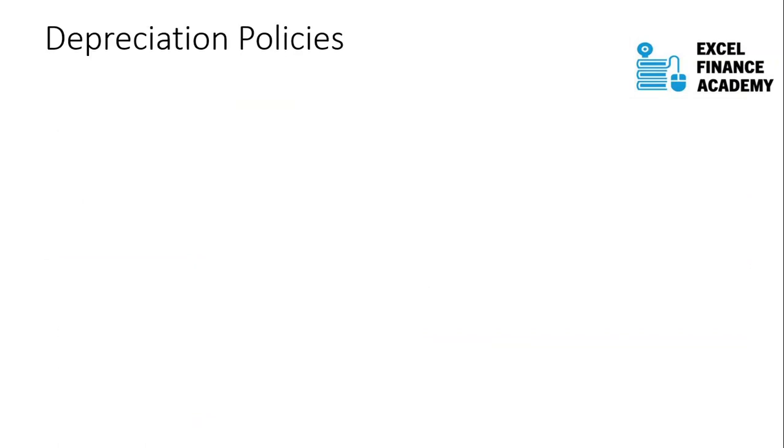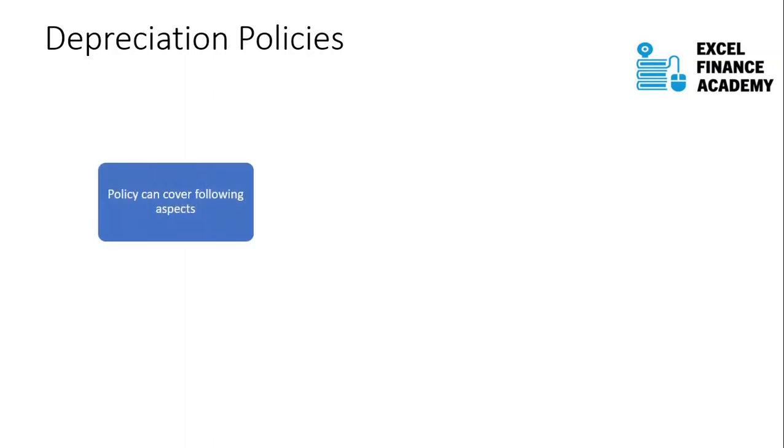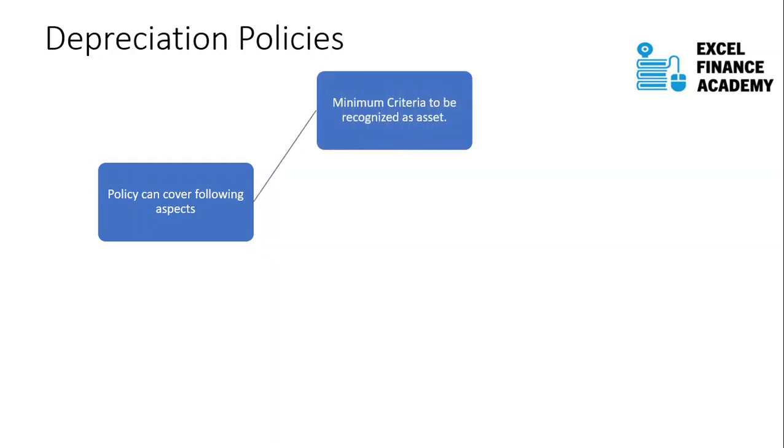Let's look now at some different policies and how they affect your business. Depreciation policy. As we said, depreciation policy can cover a few aspects: the life, and the minimum criteria to recognize as an asset. So you can have some fixed amount. For example, in hotels, normally a spoon you can use for more than 5 years, right? If it's a stainless steel spoon. But every spoon we are not going to recognize as an asset because it costs a very small amount.